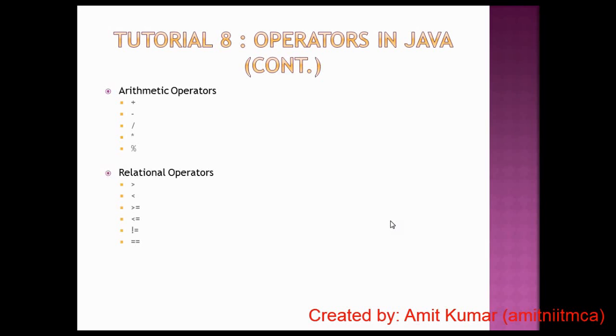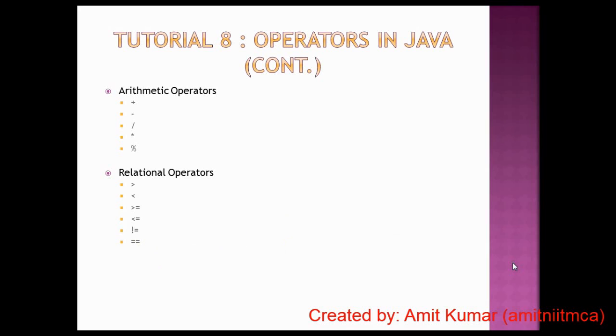The next operator to see is the relational operator. There are 6 types of operators under relational operators, which are greater than, less than, greater than equal to, less than equal to, not equal to and equal to. All the relational operators compare the operands, and according to the given relation they return a boolean value, either true or false.